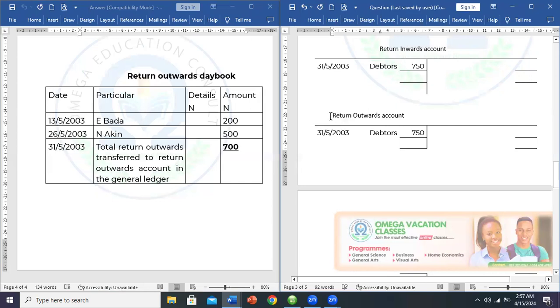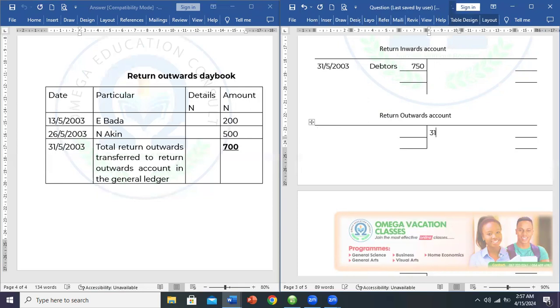This time, when you return goods outwards, you credit return outwards. So the credit side, 31st May 2003. The narration will be creditors because you return goods to your creditors. Total of 700, and that is all.